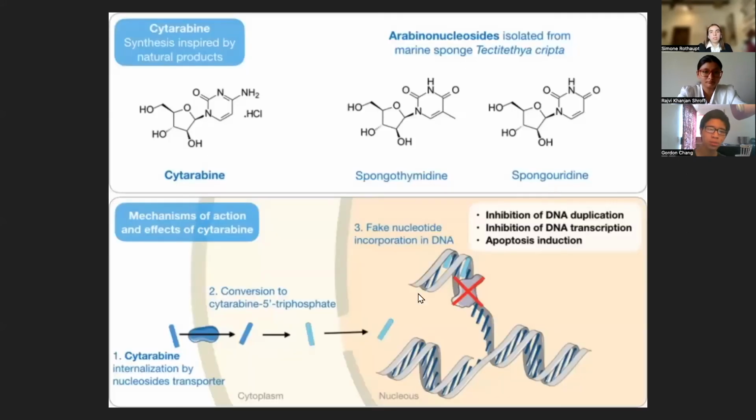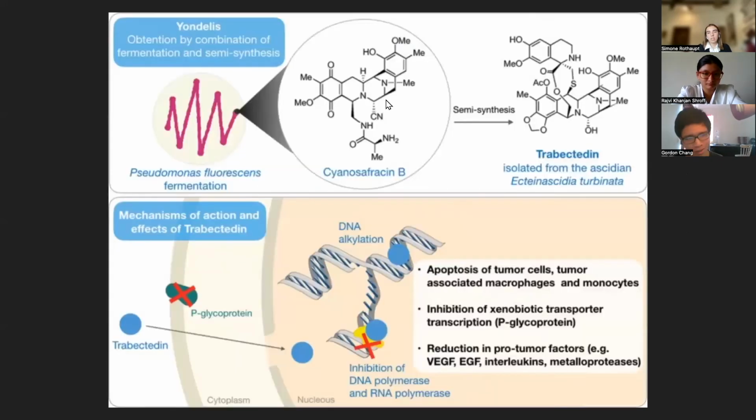And here are some diagrams of cytarabine and its different functions, as well as how it destroys the DNA structure. And this is likewise cytarabine.